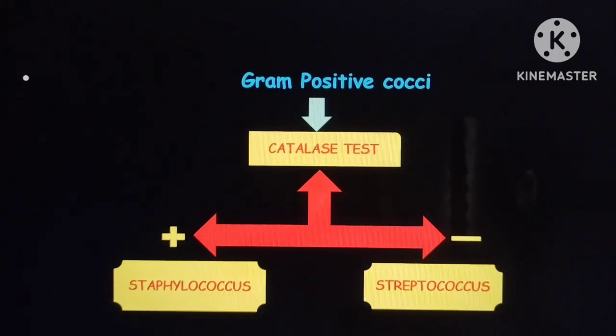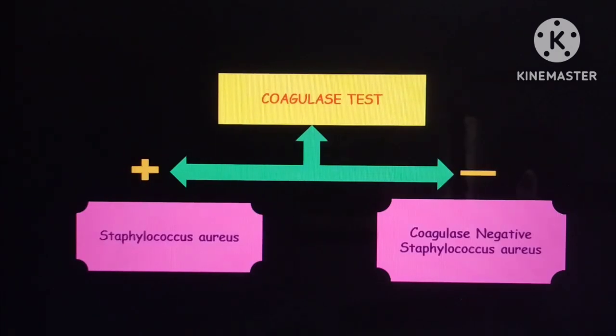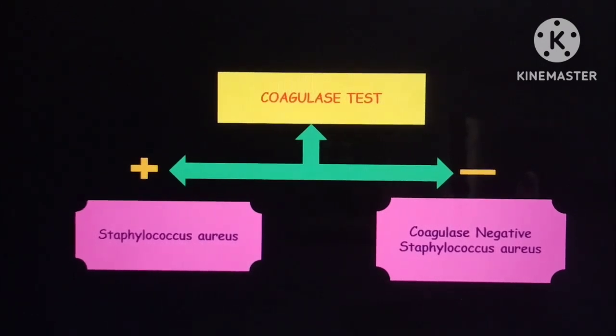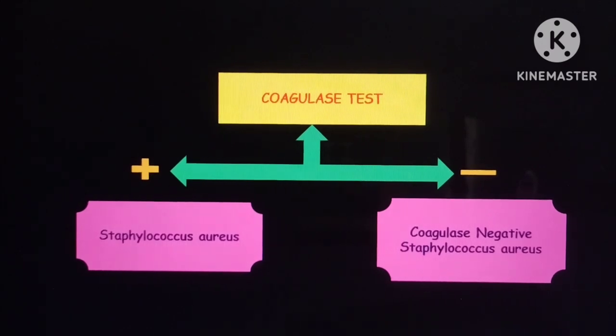If you come to the conclusion that it is Staphylococcus, you can further classify it based on the coagulase test. If the coagulase test is positive, it is Staphylococcus aureus, and if it is negative, it is coagulase negative Staphylococcus. Now we will focus on Staphylococcus aureus. I will be saying only the important points.